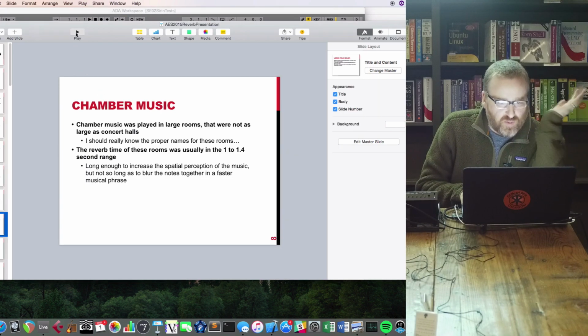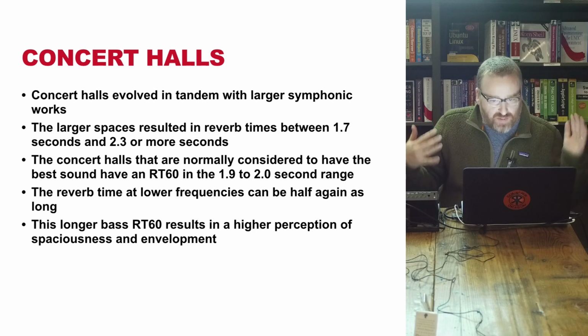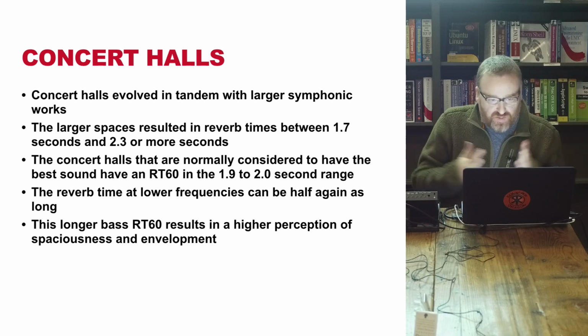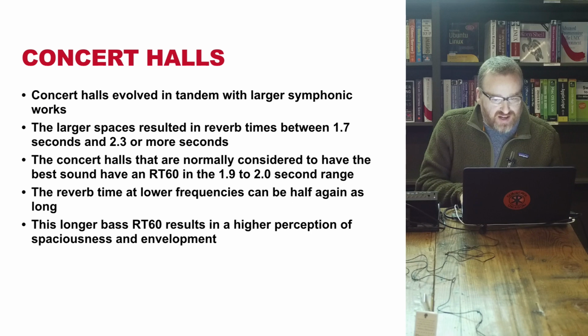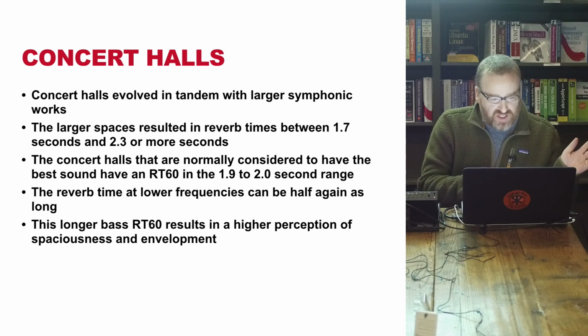Concert halls were designed to have a lot more people in them, and also much bigger orchestras, and so symphonic works evolved with that. They have a longer reverb time. When people talk about the best concert halls, like Boston Symphony Hall or the one in Vienna, they usually have a mid-range RT60 between 1.9 and 2.0 seconds. And at lower frequencies, you have a much longer reverb time than that.